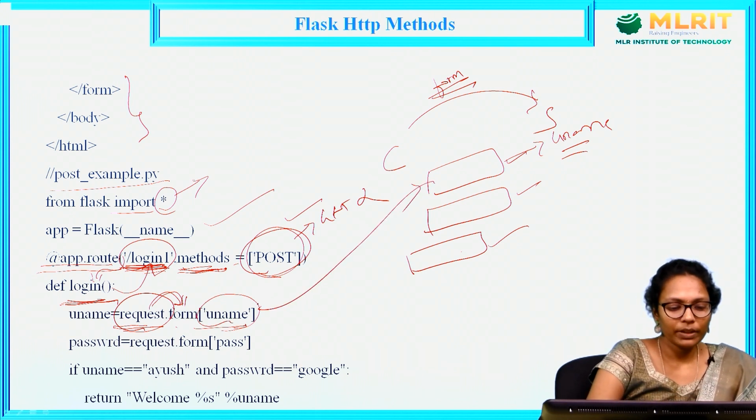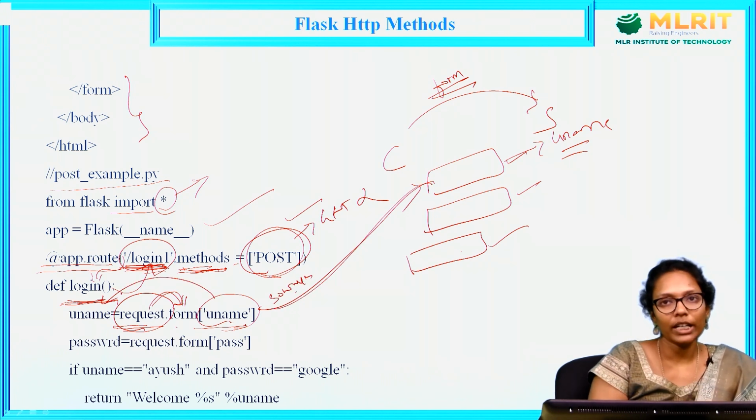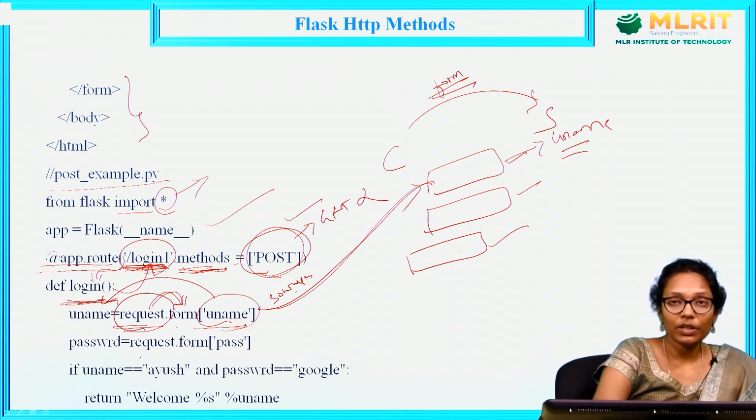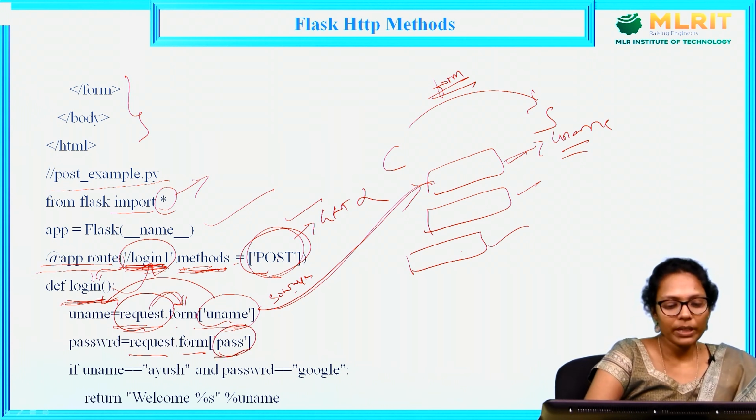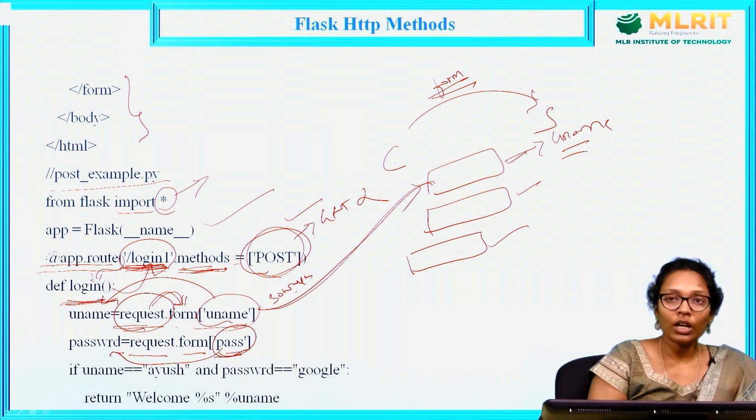For example, if I enter some Sowmya, Sowmya will be retrieved from here and it will be stored in a variable called uname. The same way the password field also will be retrieved. Request.form of the password field name is pass here. So this will be retrieved and it will be stored in a variable called password.